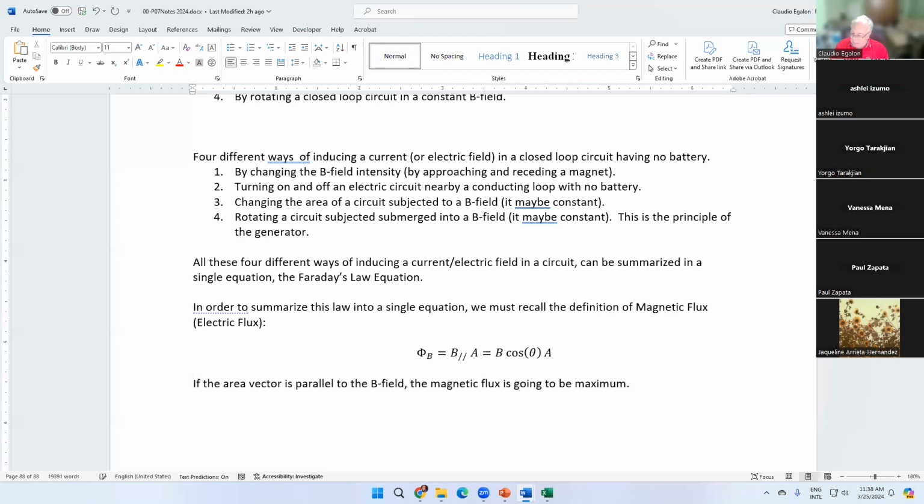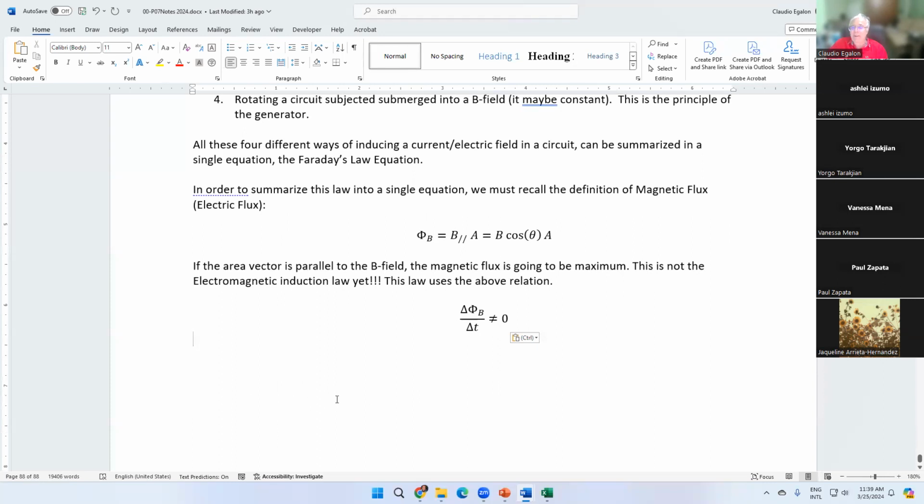This is still not the electromagnetic induction law yet. This law uses the above relation. What the electromagnetic induction law states is that if the change in the magnetic flux, not just the change in magnetic field, but the change in magnetic flux, is different from zero, then you will induce a current in a circuit. Okay, that was Faraday's law. This is Faraday's law.